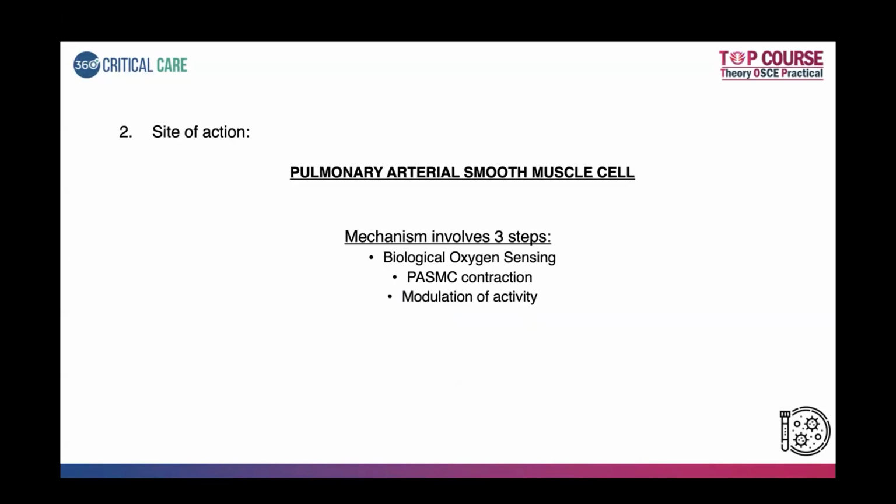The site of action where HPV occurs is, as I told, the PASMC, that is the pulmonary arterial smooth muscle cell. The mechanism involves three steps. One is the biological oxygen sensing, that is the area where the hypoxia is being identified. Then the PASMC contraction and the modulation of activity. So these three things need to be kept in mind. I'm just repeating it once more: biological oxygen sensing, PASMC contraction, and modulation of activity.